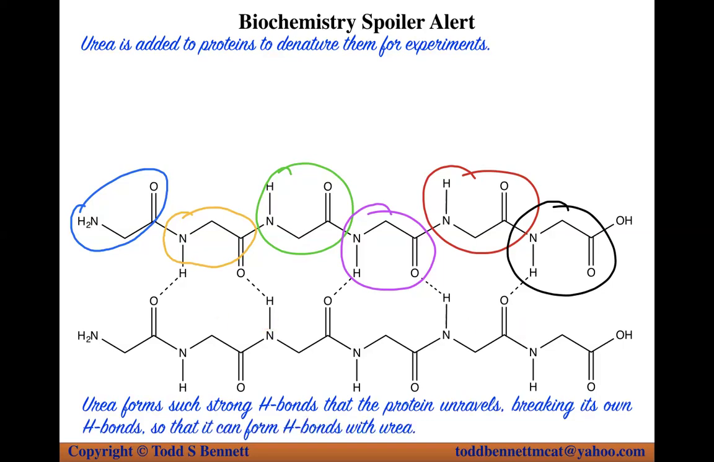We denature it. So if we want to study a protein, if you want to analyze a protein, a lot of times you have to, like, instead of a tied up string in a knot, untie it, stretch it out to analyze it. So one of the first things we do is we add urea to break the hydrogen bonds within the protein.